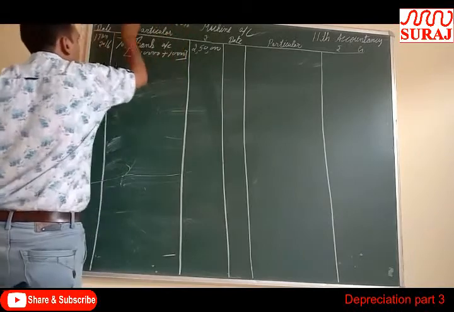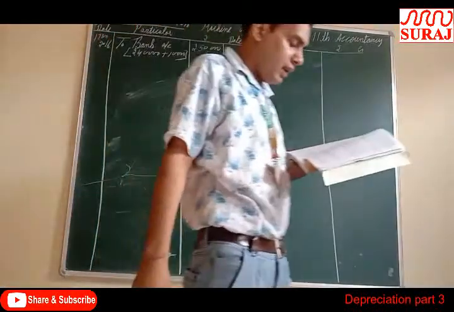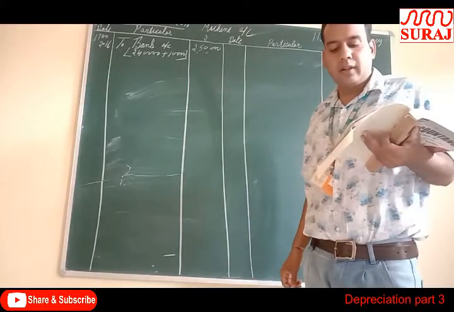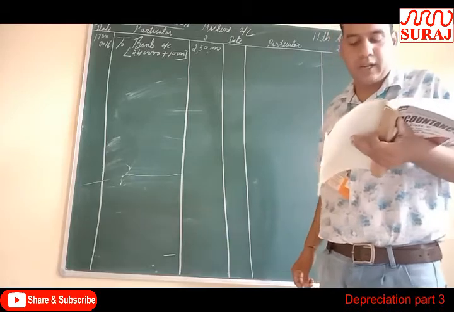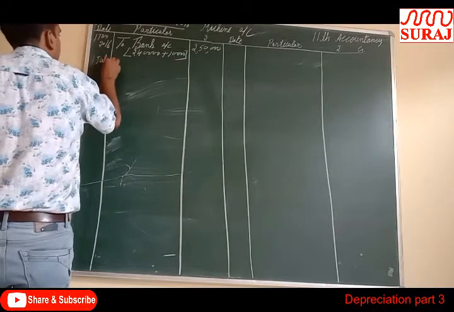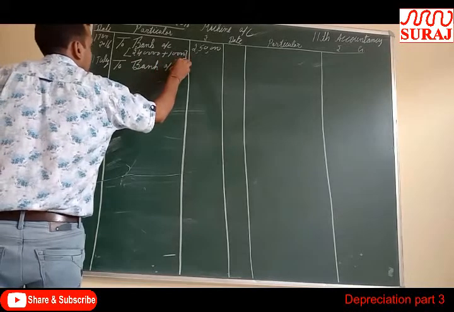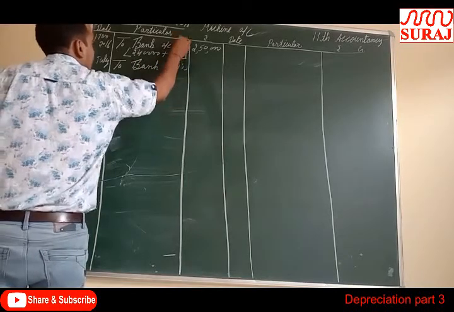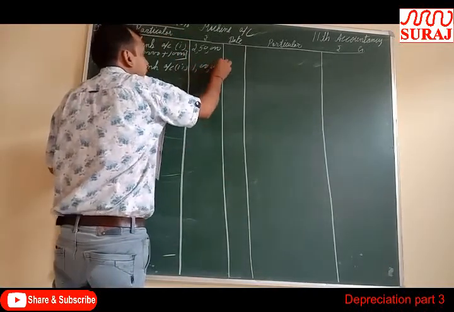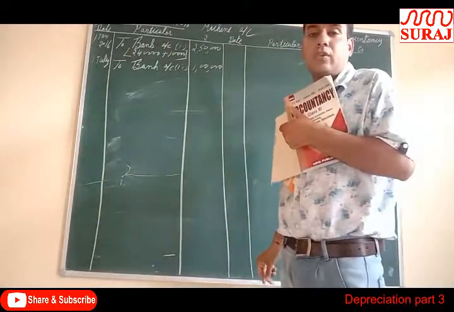First of all, you will see in the question if there is any other purchase or sale. Yes, dear students, on 1st July 2016 there is another purchase of a machine costing 1 lakh. Then your entry will be machinery account debit to bank account. It's your number 2 machine; the earlier one is your number 1 machine. 1 lakh. There is no other purchase or sale in the question.